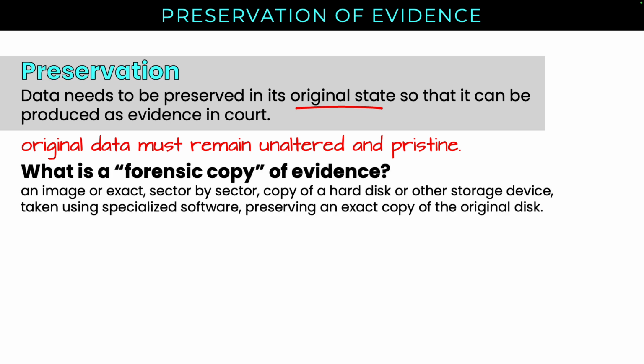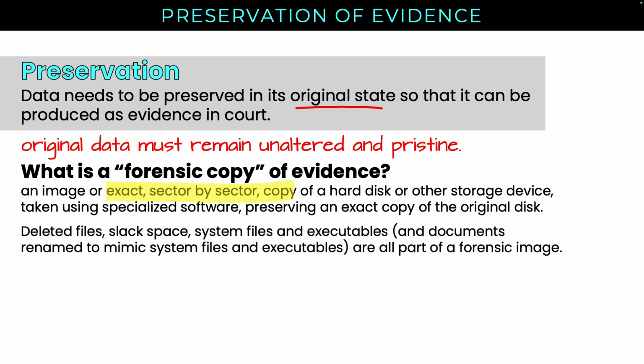Well, it's an exact sector-by-sector copy of a hard disk or other storage device taken using specialized software, preserving an exact copy of the original disk. That will include deleted files, slack space, system files, executables, documents that have been renamed to mimic system files and executables. They're all part of a forensic image. And we'll use hashes to make sure that the integrity of any copies we make remains intact. So a hash performed before and after collection and examination tells us that it remains intact.